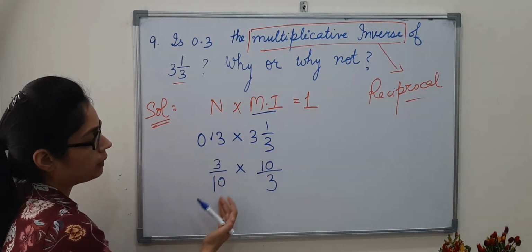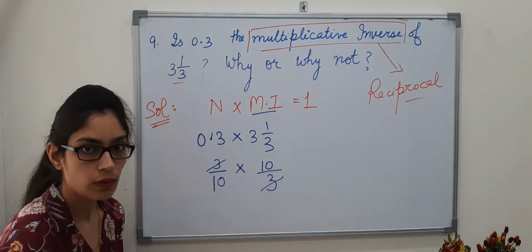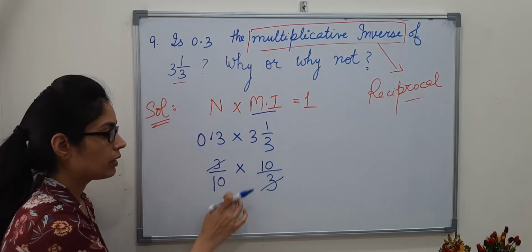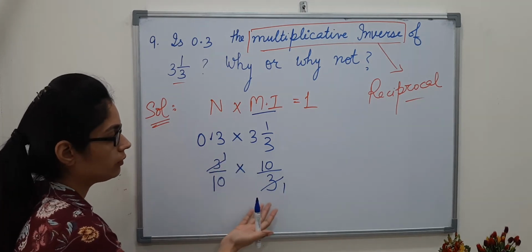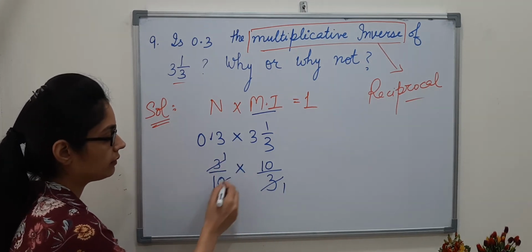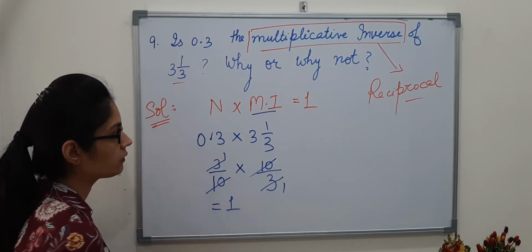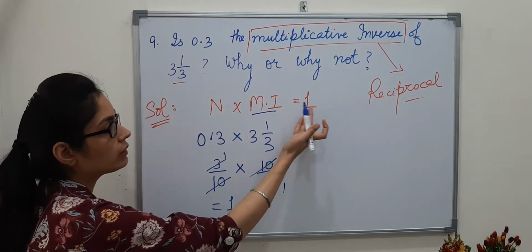Now I am multiplying these two terms. 3 and 3 will get cancelled because I have already told you that if we are multiplying two rational numbers, sideways and upward-downward cancellation is possible. So 3 into 1, 3 into 1, both 3 and 3 are getting cancelled, and 10 and 10 will get cancelled. So I am left with 1, which means number into its reciprocal is equal to 1.